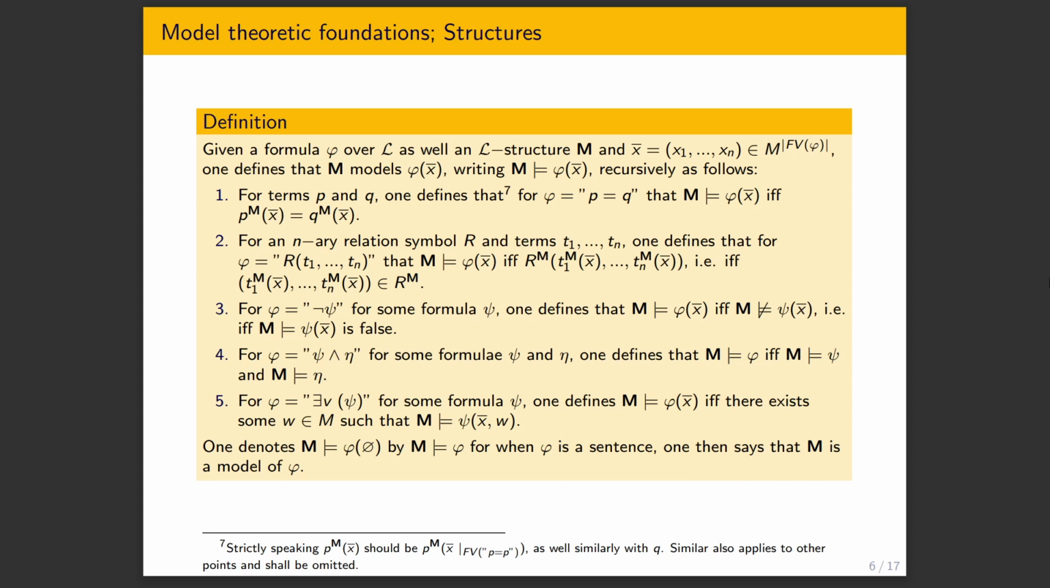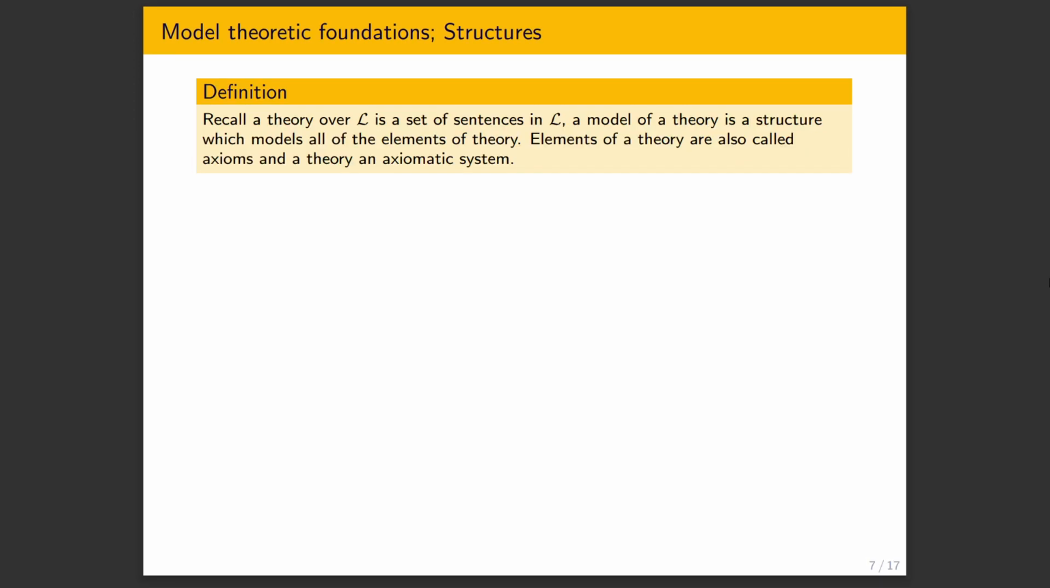And so when we have a sentence phi, then we have nothing to substitute in for x. There are no variables to substitute things for, so we just write that M models phi instead of M models phi of the empty set. And we say that M is then a model of phi. Recall again that a theory is just a set of sentences of a language, and I would say that a model of a theory is a structure which models all of the axioms, all of the sentences in the theory.